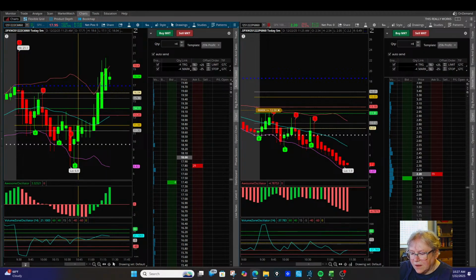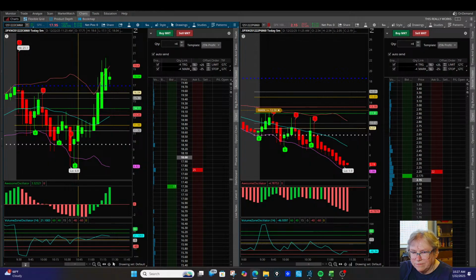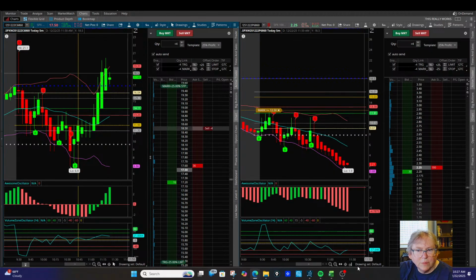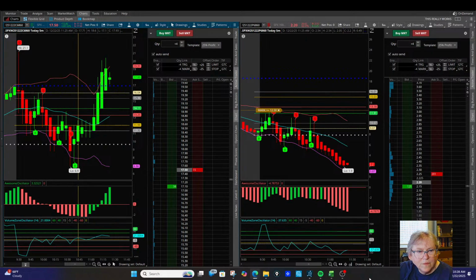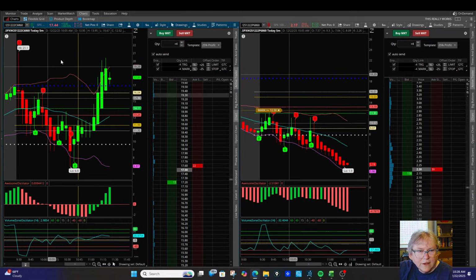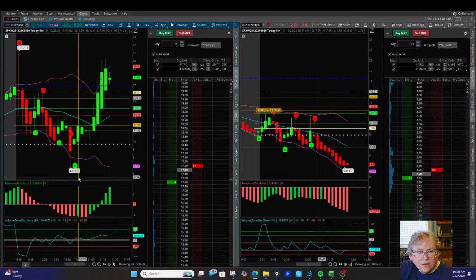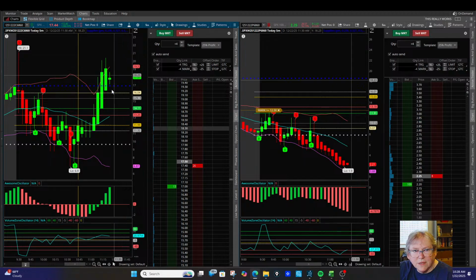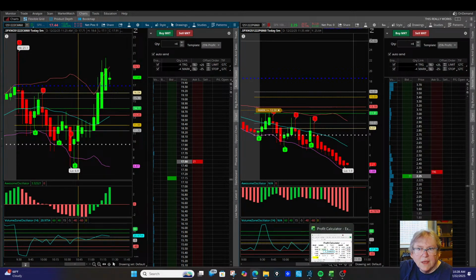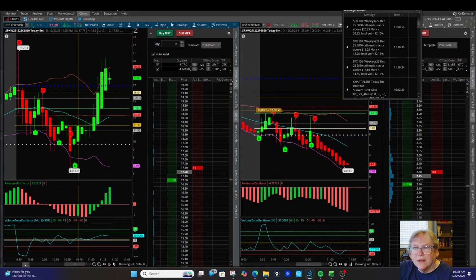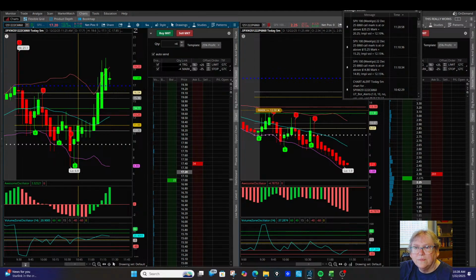Well, as they say, a watched pot doesn't boil. And so I stepped away for a minute and this thing just went flying up. I've put a yellow line down at the place that I would have needed to buy at to capture this big move. And I see that both of my alerts went off.